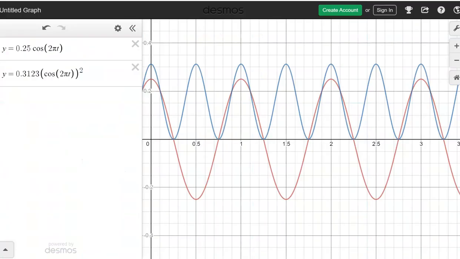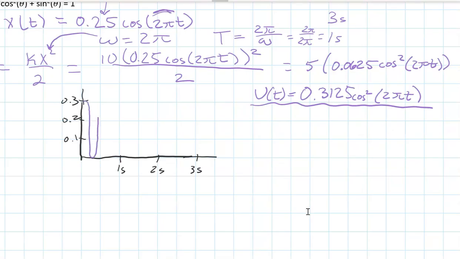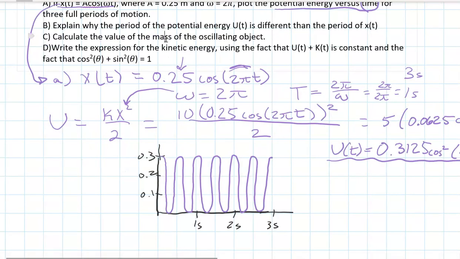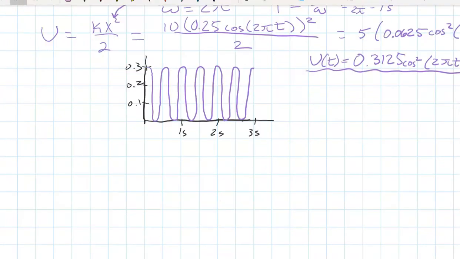And then maybe I'll go back and look to make sure I'm doing it right. It should look something like that. And part B asks, explain why the period of the potential energy is different than the period of the position function. What I had said earlier is that the period of the energy function is half that of the position function. So let's go back to my graphs.